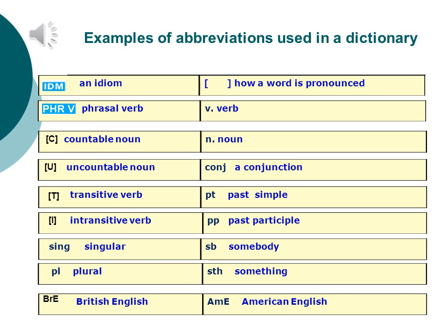You may find PP, which means past participle. You may find SB, which means that the word can be used with somebody. You may find STH, which means that the word can be used with something. You may find AME, which means that the word is American English.